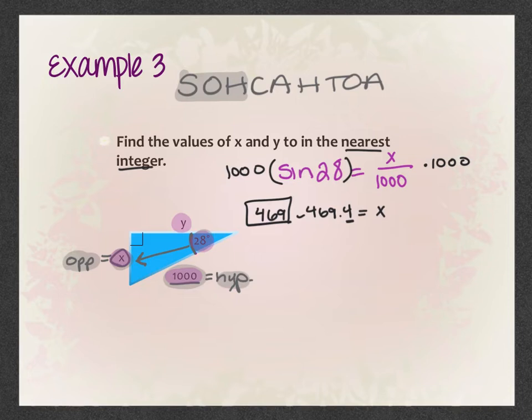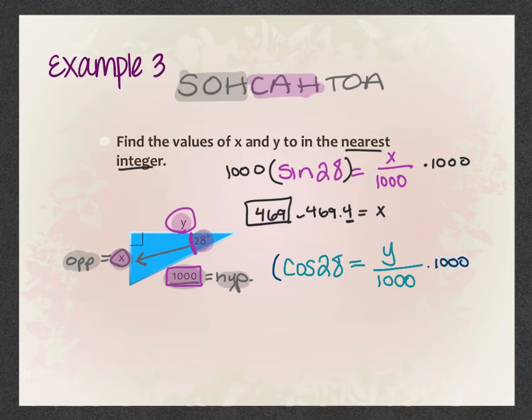This time, with respect to the 28, 1,000 is still the hypotenuse, but y is the adjacent side. So hypotenuse and adjacent tells me I'm going to use cosine. I'm going to say the cosine of 28 degrees equals adjacent, which is y, over hypotenuse, which is 1,000. I'm going to multiply by 1,000 on either side of the equal sign, and I do 1,000 times the cosine of 28, and I get y equals 882.9, which we're going to round to 883.